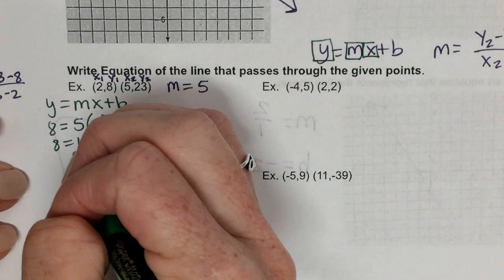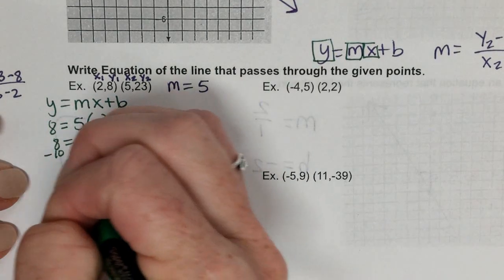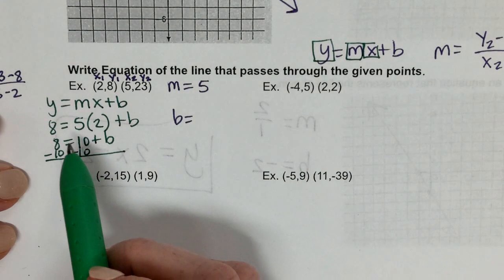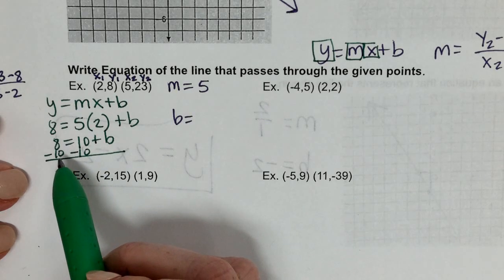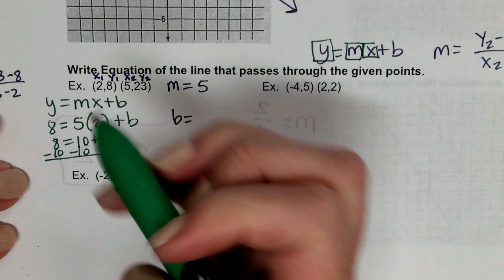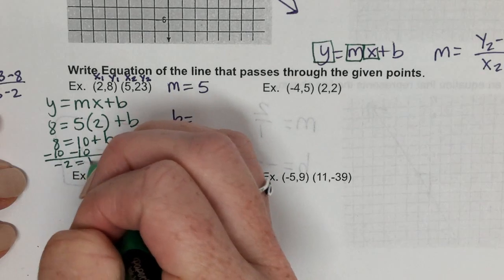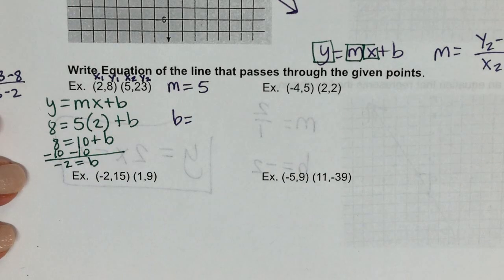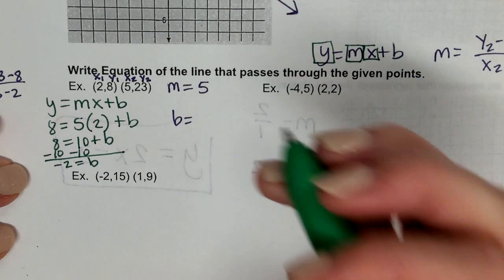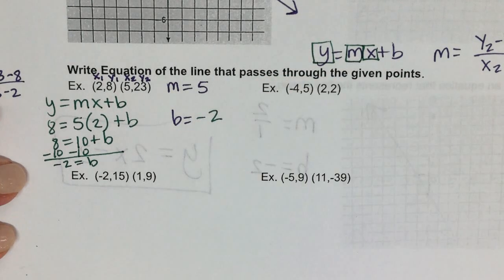I'm going to subtract 10 on both sides. 8 minus 10 is negative 2. So I have negative 2 is my value of b. I have now solved for b. My b is negative 2.